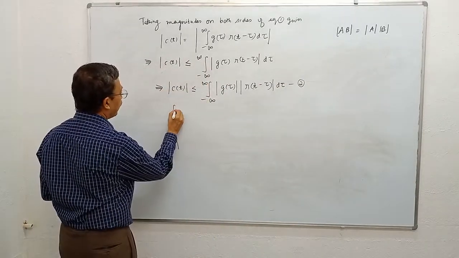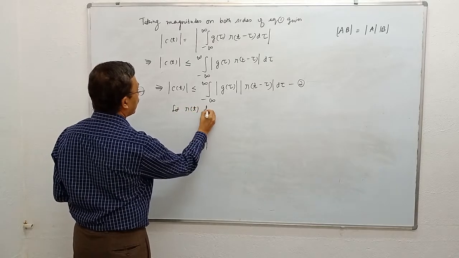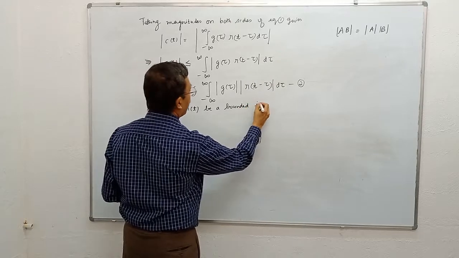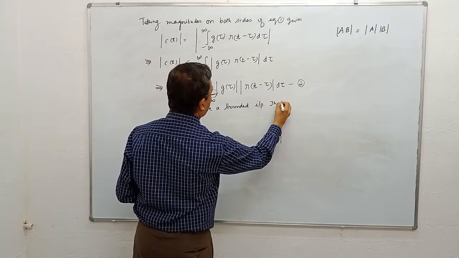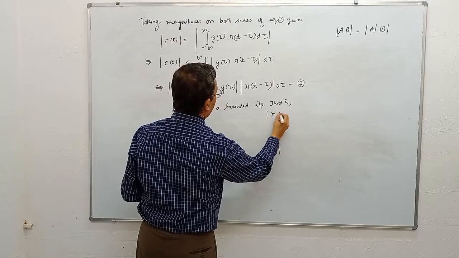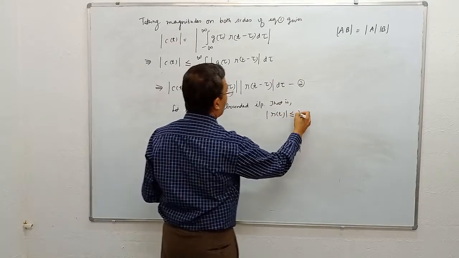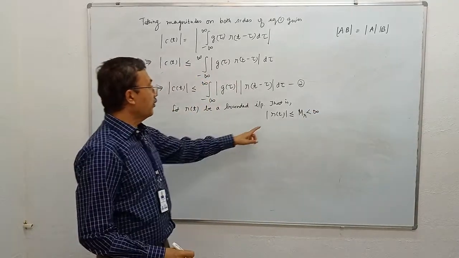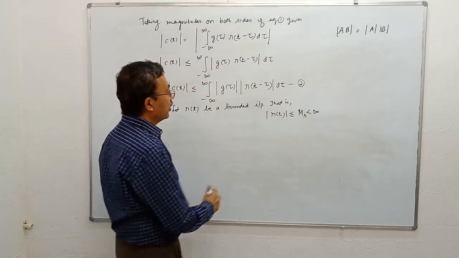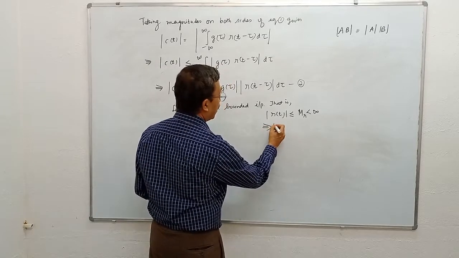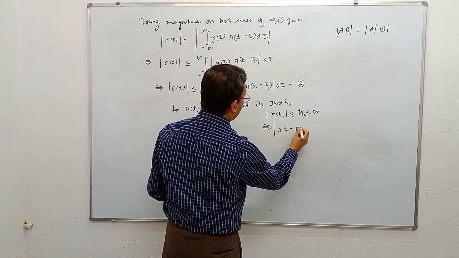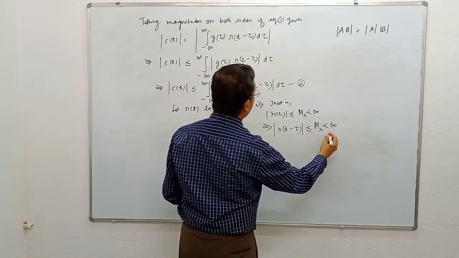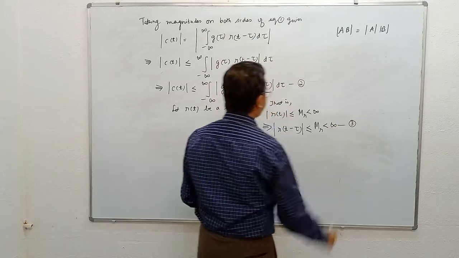Let r of t be a bounded input. That is, magnitude of r of t less than or equal to Mr less than infinity. This is the mathematical meaning of saying an input r of t is bounded. Replace t by t minus tau. So modulus of r of t minus tau is less than or equal to Mr less than infinity. This is equation 3.